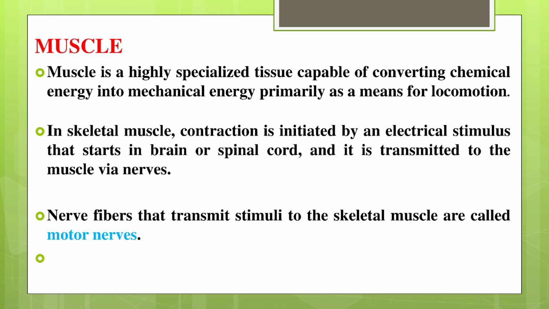Muscle is a highly specialized tissue capable of converting chemical energy into mechanical energy, primarily as a means for locomotion. In skeletal muscle, contraction is initiated by an electrical stimulus that starts in the brain or spinal cord, and it is transmitted to the muscle via nerves. Nerve fibers that transmit stimuli to the skeletal muscle are called motor nerves.